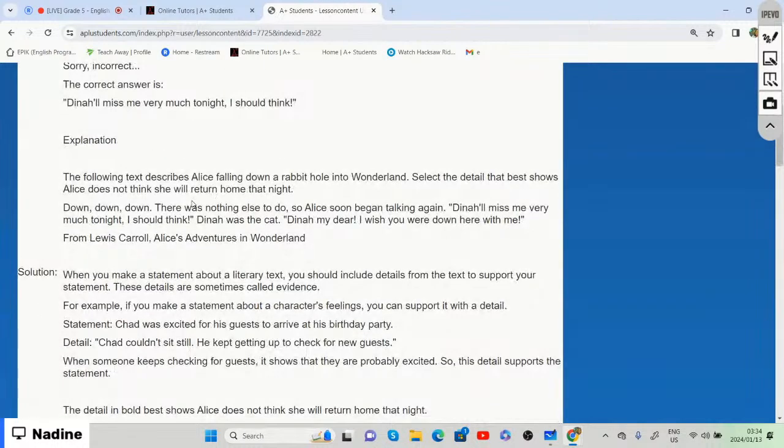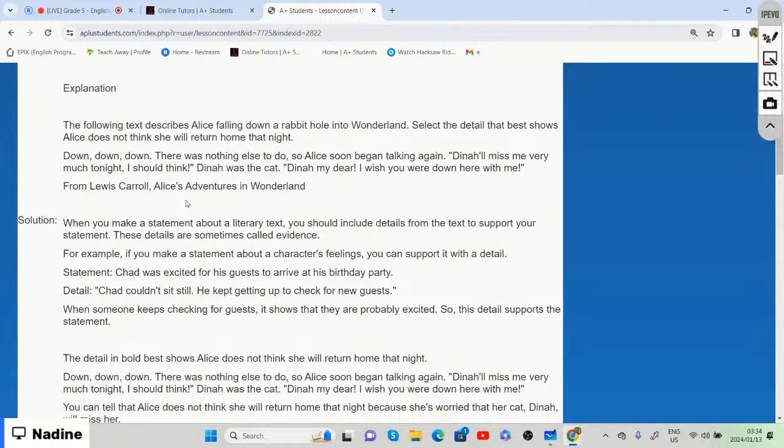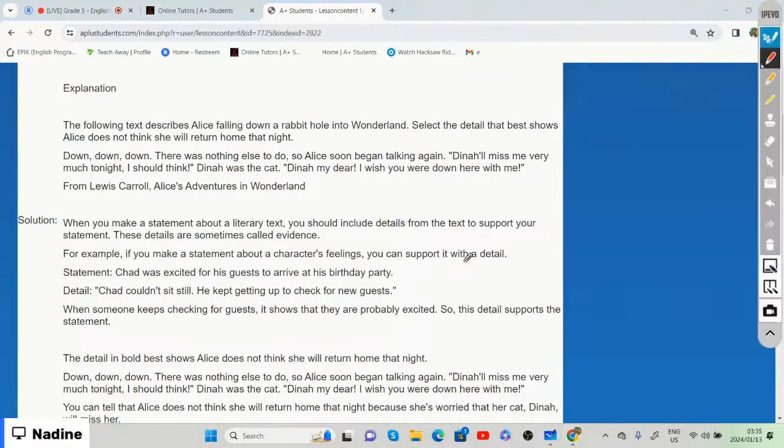So basically, when you make a statement about the literary text, then you should include details from the text to support your statement. And these details are sometimes called evidence. So when you make a statement about a text, then you should include details from the text to support your statement. These details are sometimes called evidence, right?